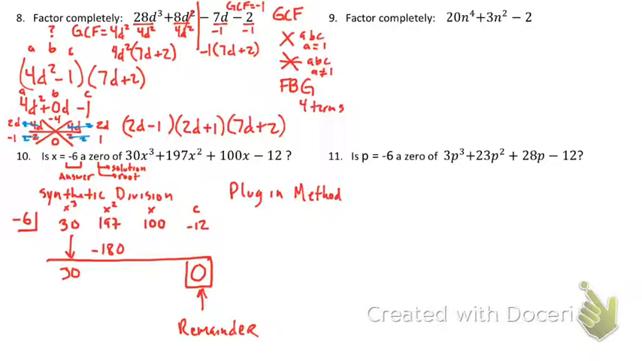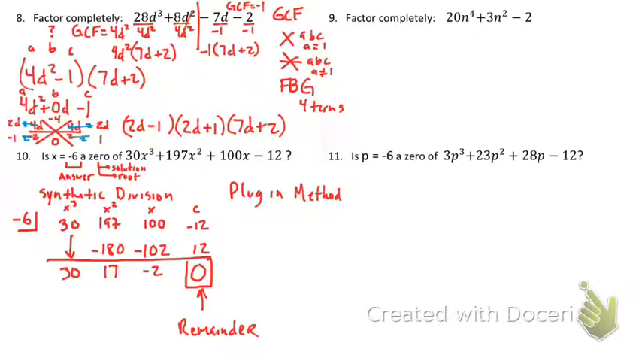197 minus 180 is positive 17. Okay, so again, negative 6 times 30, negative 180. Now we're just going to do the adding and subtracting here. That gives me 17. And now we're going to multiply again. Negative 6 times 17. That gives me 102. Sorry, almost made a mistake. It's negative 102 because it's negative 6 times 17. Negative 102. And now we add this. This gives me negative 2. Negative 6 times negative 2 is positive 12. All right. And we have 0 because negative 12 and positive 12 is 0.